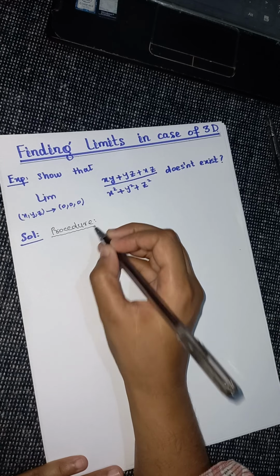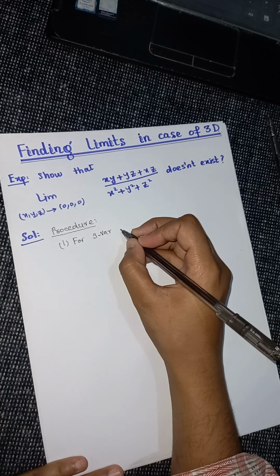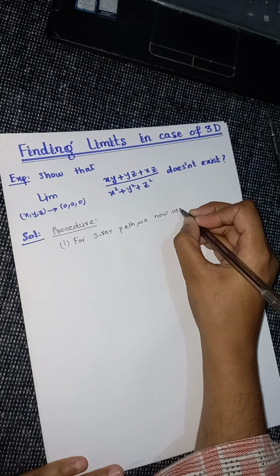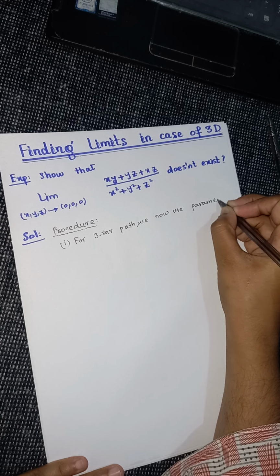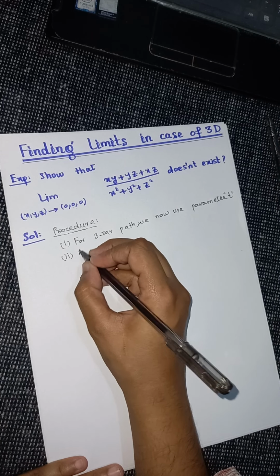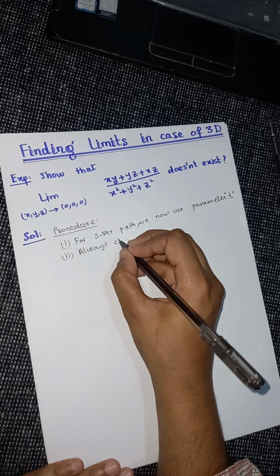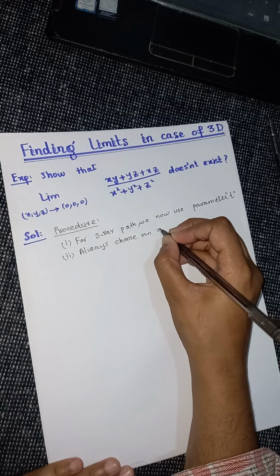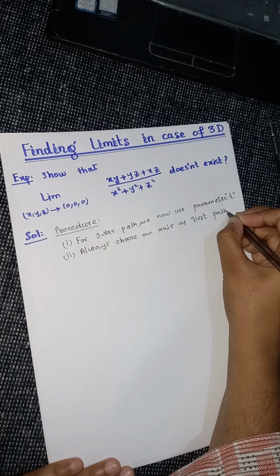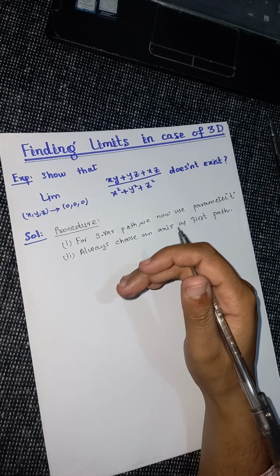Now students, the procedure is this: for 3 variable paths, we now use a parameter t. And the other one is always choose an axis as the first path. Always choose an axis as the first path. Now let me explain by solving an example.